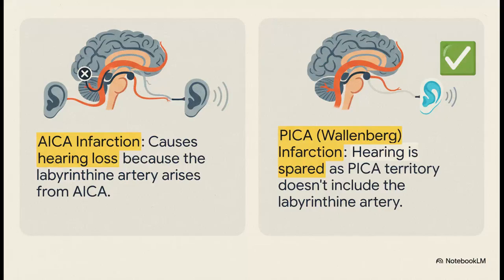Just incredible. And I really want to hammer this point home because it's so important clinically. The next time a patient presents with acute vertigo and sudden hearing loss, AICA stroke has got to be at the very top of your list. That auditory clue is your anatomical compass, and it's pointing directly to the vascular territory. This is the power of knowing the map inside and out.